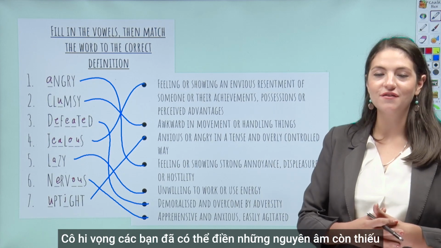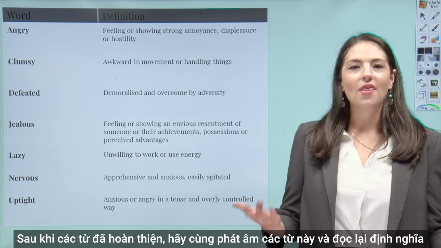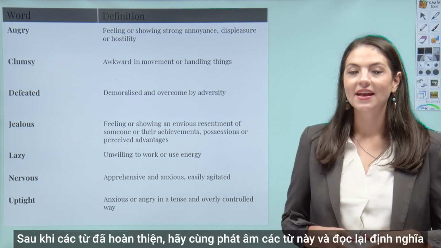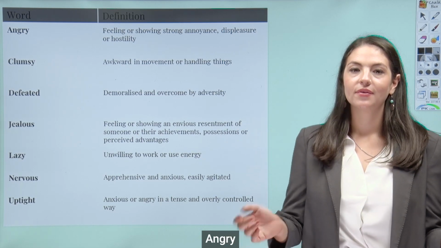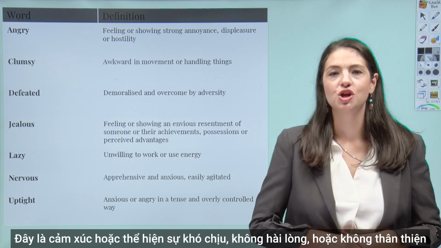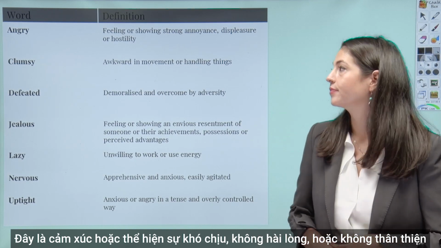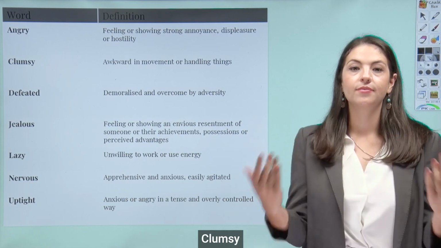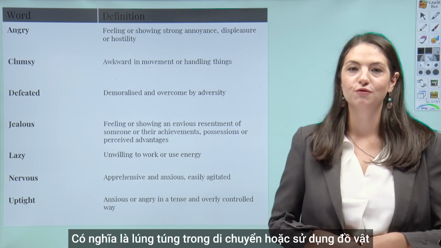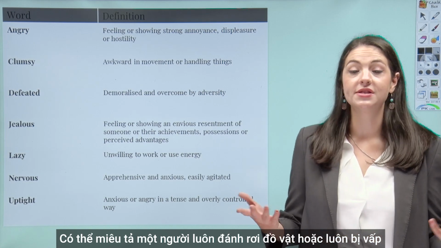I hope you managed to fill in the vowels and match these words to their correct definitions. Okay, now that they're all matched up, let's say the words together and repeat the definitions again. Angry. This is feeling or showing strong annoyance, displeasure, or hostility for something. Clumsy. This means awkward in movement or handling things. Maybe somebody that drops things or trips over all the time.